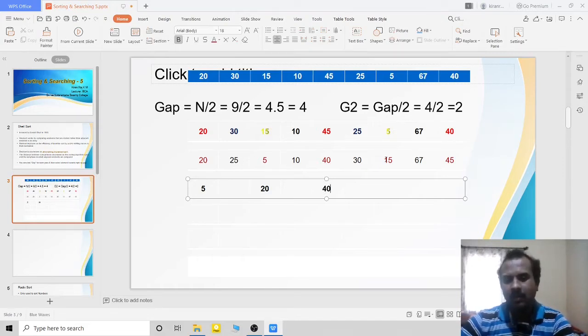Then later, check it with the 15 here. 15, check it with the 40. 40 is greater. So what you have to do? You have to exchange them, right? So I'll be exchanging them. 15 and 40 will come here.